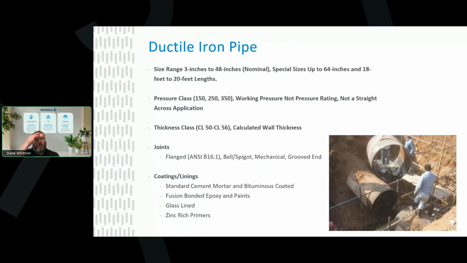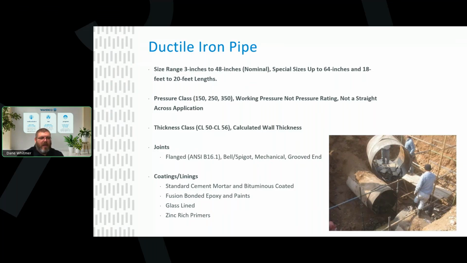So ductile iron, probably the most widely known, widely used material. You have what's called the Ductile Iron Pipe Research Association, or DIPRA, and they kind of hold the standards of the forming and material selections that go into ductile iron. You also have AWWA that's involved in it.